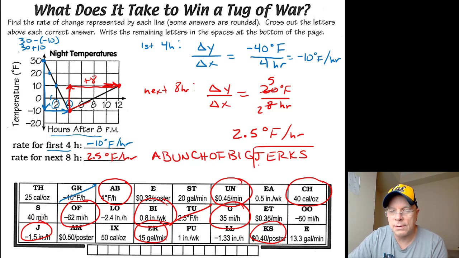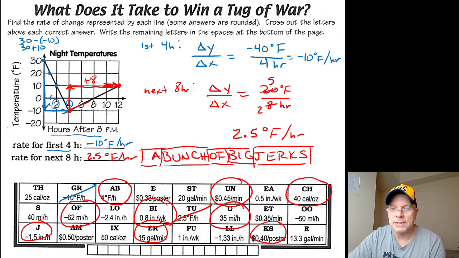Here's where the words are. A bunch of big jerks. Jerks has dual meaning. And therein lies the humor.